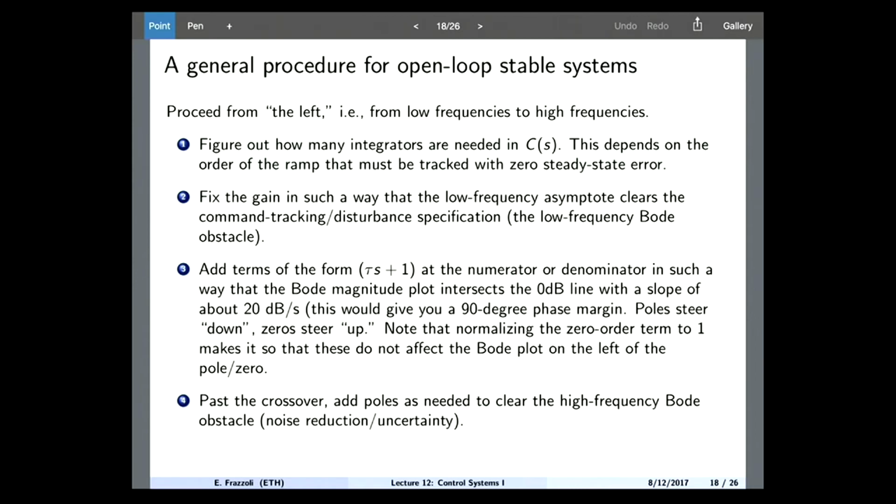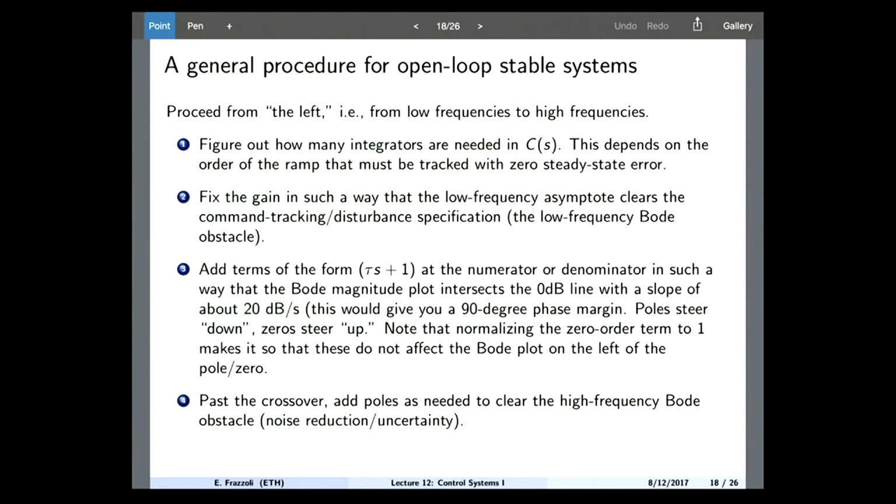Do you already have an integrator in your loop transfer function, in your plant? Yes, fine, you're done. No, you have to add an integrator, period. There is no other way around it, okay? So figure out how many integrators are needed and put them in your compensator. Given that, then you will have this command tracking disturbance specification, the Bode obstacle on the left, the low frequency Bode obstacle. Increase the gain such that your loop transfer function clears that obstacle. Okay?